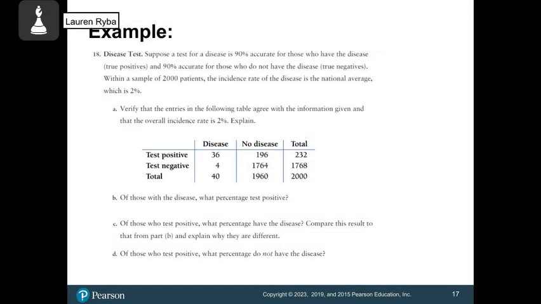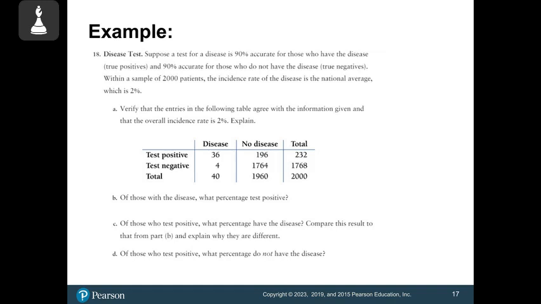Suppose a test for a disease is 90% accurate for those who have the disease, true positives, and 90% accurate for those who do not have the disease, true negatives. Within a sample of 2,000 patients, the incidence rate of disease is the national average, which is 2%. Verify that the following entries in the table agree with that given information.